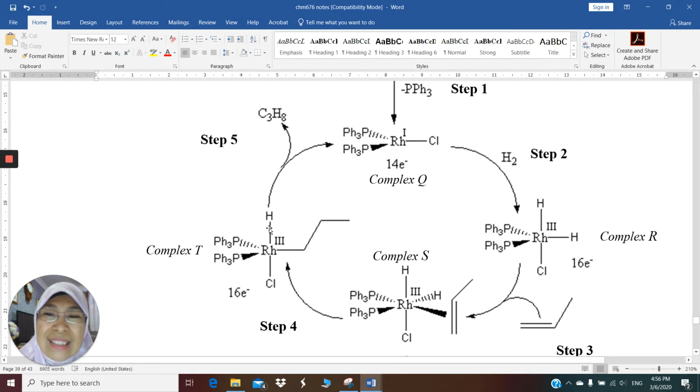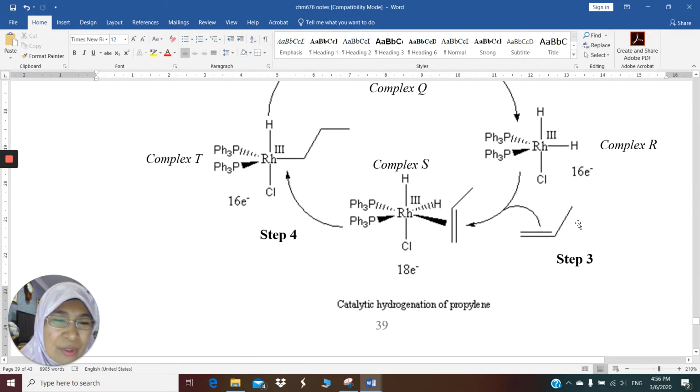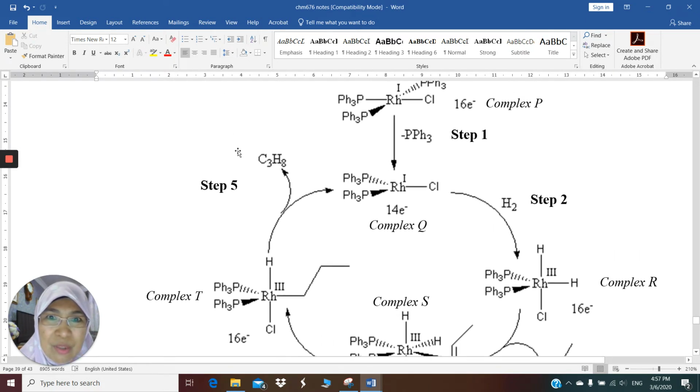Next, it will get eliminated. Reductive elimination: it runs away with this proton, this carbon, carbon, carbon, and the hydrogens, all this propyl is eliminated to produce a propane. There you go. From a propene, undergoing this process, it becomes a propane. So it's really very, very beautiful. The process is beautiful. So in eliminating the propane, your complex Q is regenerated.